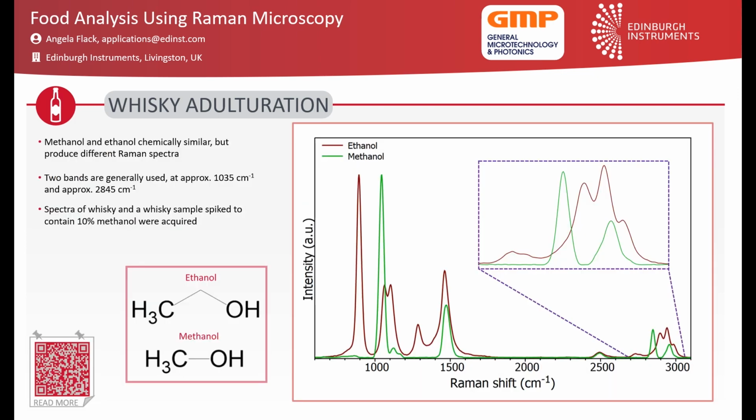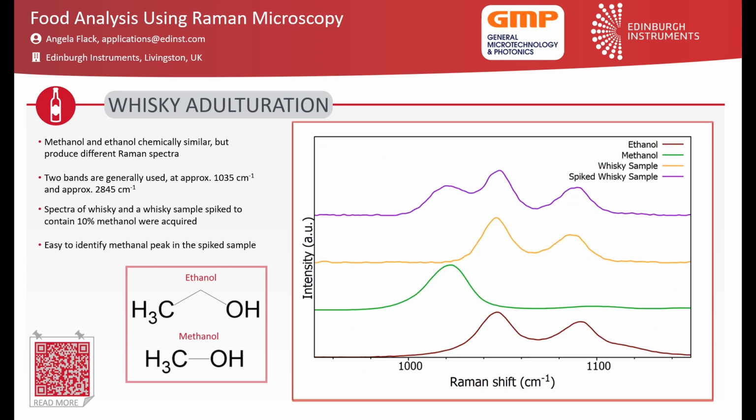Moving on to how we can use Raman in a qualitative manner, we look at the identification of methanol. So whilst methanol and ethanol are very chemically similar, they produce significantly different Raman spectra. Focusing on the Raman band at 1035 wavenumbers, we can see this is only present in methanol and the whisky sample spiked with methanol. The peak is completely absent from the whisky sample and the ethanol sample.